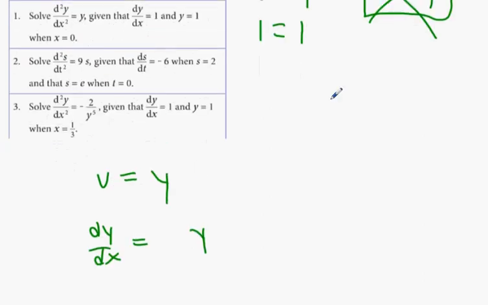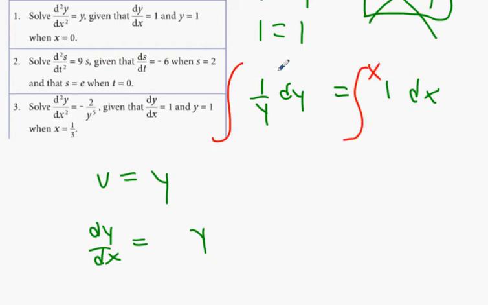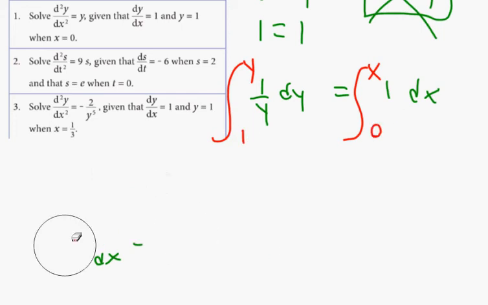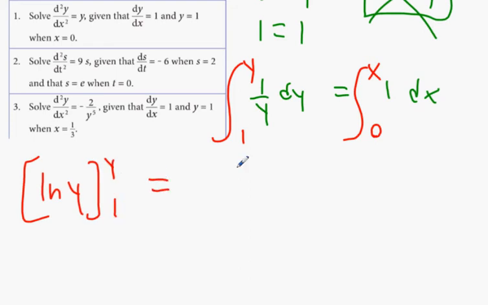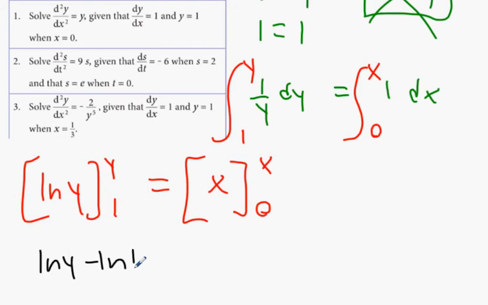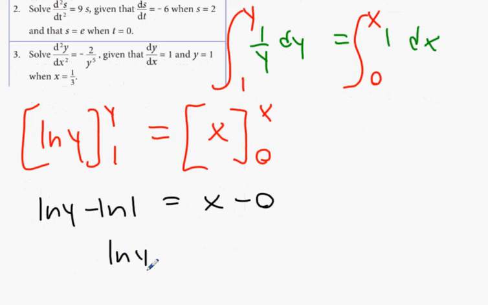And I'll do it up here. 1 over y dy equals 1 dx. Integrate both sides. What limits are we going to use? x and y on top and on the bottom, 1 and 0. We're going to ln it. It's 1 over y, which is ln y, from y to 1. The other one is going to be x, from x to 0. Integrate. ln y minus ln 1 equals x minus 0. What is ln 1? ln y equals x.